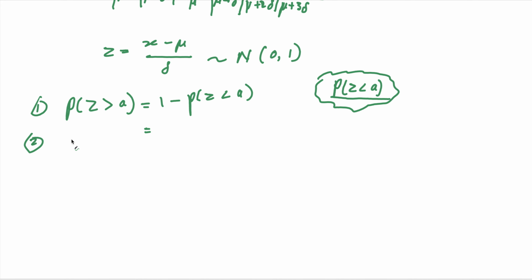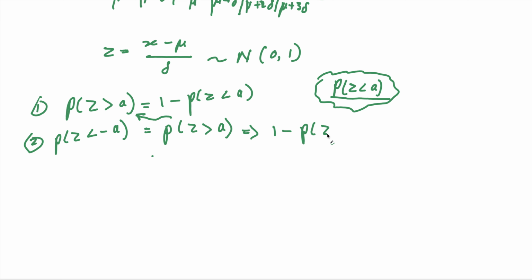And the second rule is if P of Z is less than negative A. In this one, you just say P of Z is greater than A. That's the first part. Now note that it looks exactly like this one, so what you need to do now is the complement. So you end up with 1 minus P of Z is less than A. So that's your final answer. From this point, you can literally just jump to that answer.